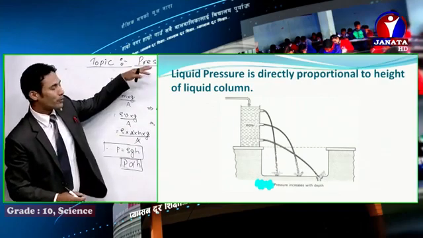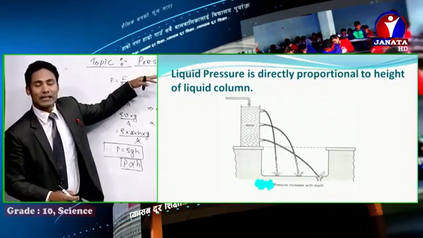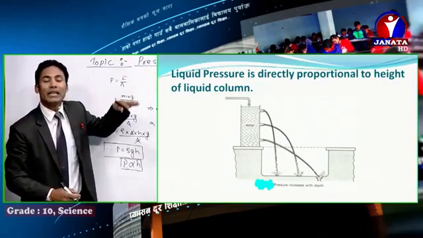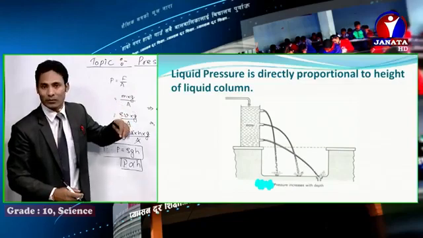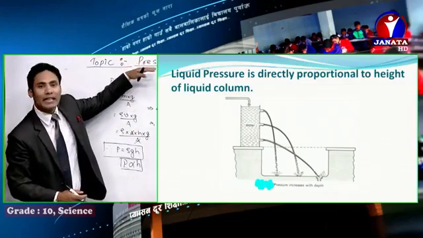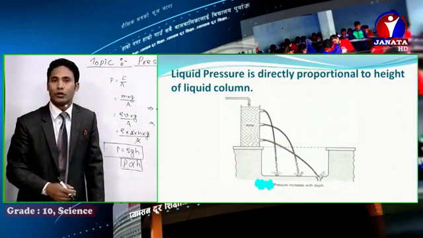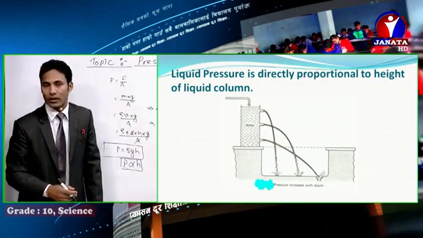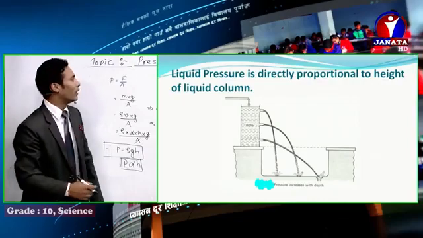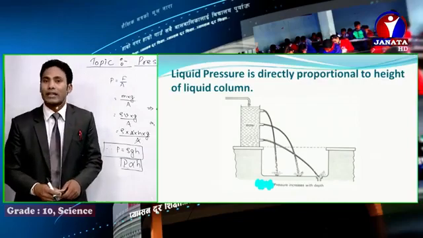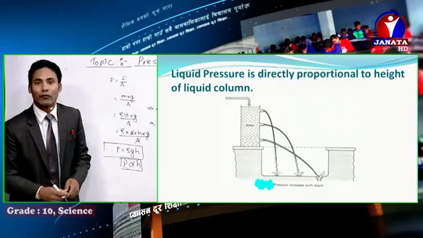In the topmost part the pressure is less because the liquid height is minimum there. In the bottom part the liquid pressure is more due to the greater liquid height or liquid column. That's why liquid pressure is directly proportional to the height of the liquid column.